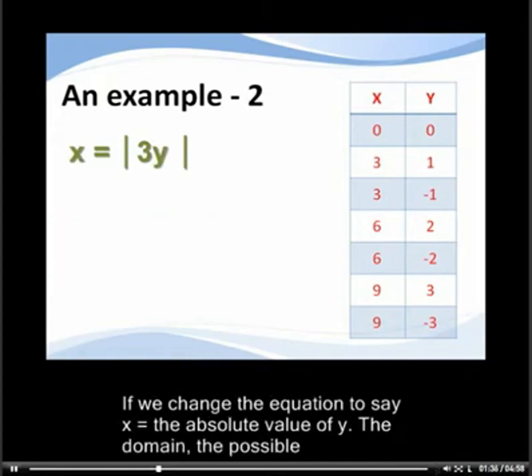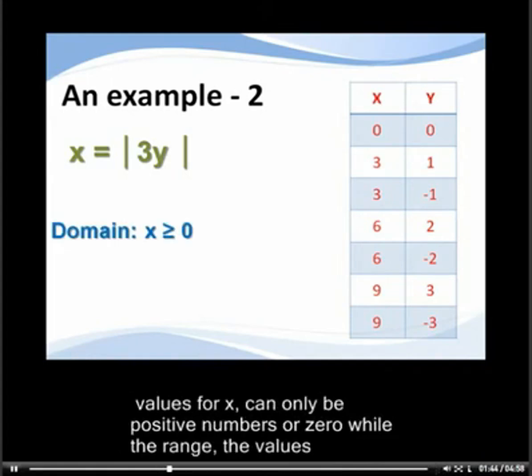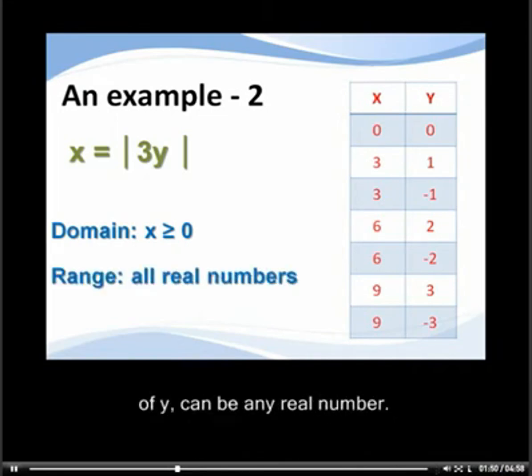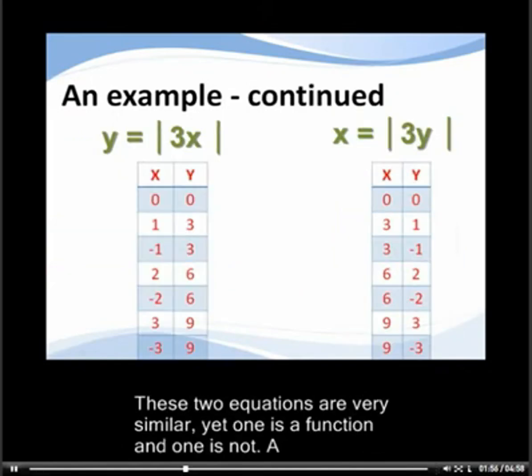If we change the equation to say x equals the absolute value of y, the domain, the possible values for x, can only be positive numbers or 0, while the range, the values of y, can be any real number. These 2 equations are very similar, yet one is a function and one is not.